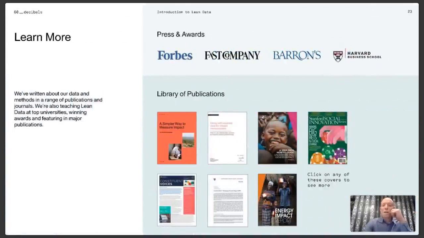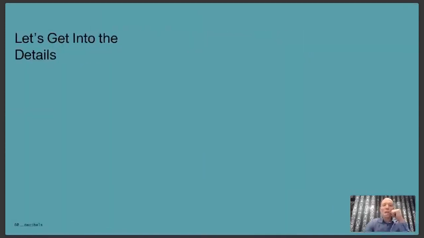So if you want to learn more, here are some other sources. A white paper that we've written, a Stanford Social Innovation Review article, a lean data field guide, the energy impact report that we did with Acumen, Harvard Business School cases on lean data and the like. There's a lot out there if you'd like to learn more, in addition to the Plus Acumen course.